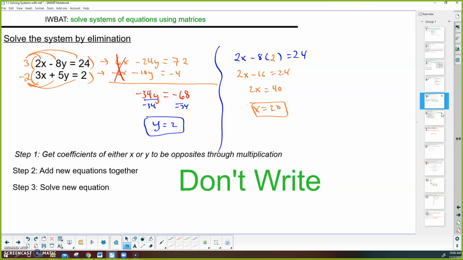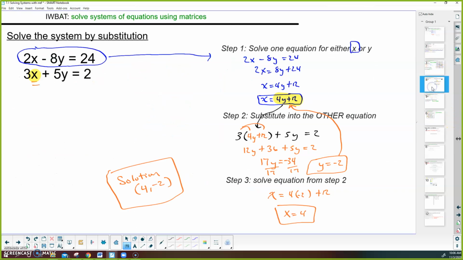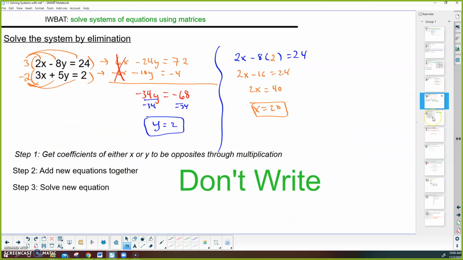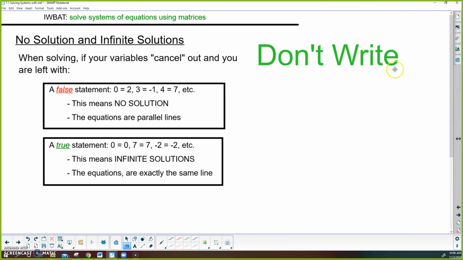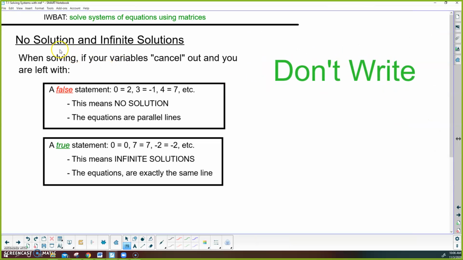But the question now is why? Why? We have three different ways we could solve systems. You could graph, you could do a substitution, or you could do elimination. Well, there's another one. Oh, this is just a quick reminder.